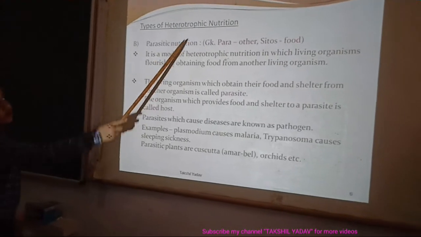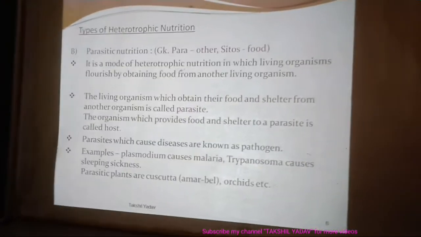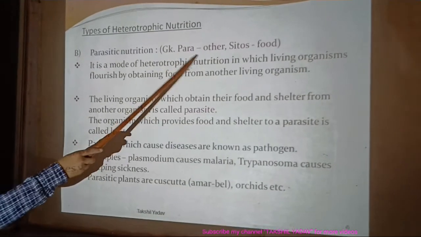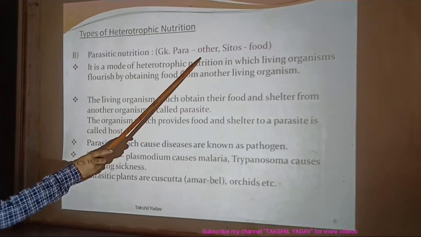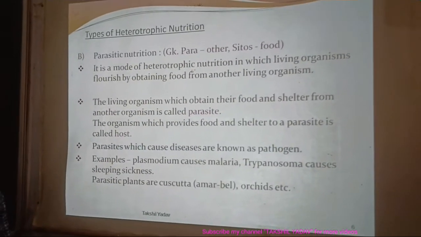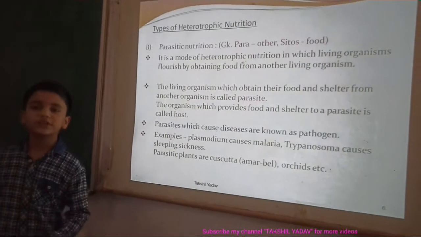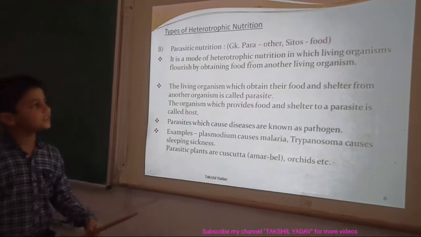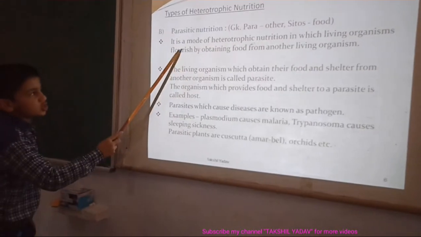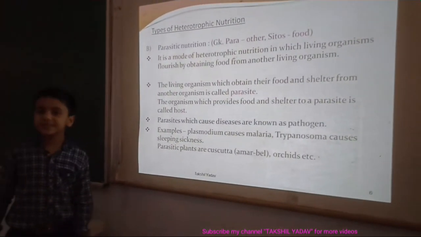The second type of heterotrophic nutrition is parasitic nutrition. The word parasitic is derived from two Greek words, para and cytos. Para means other and cytos means food. It is a mode of heterotrophic nutrition in which an organism derives its food from another organism on which it lives. Or you can say it is a mode of heterotrophic nutrition in which living organisms flourish by obtaining food from another living organism.